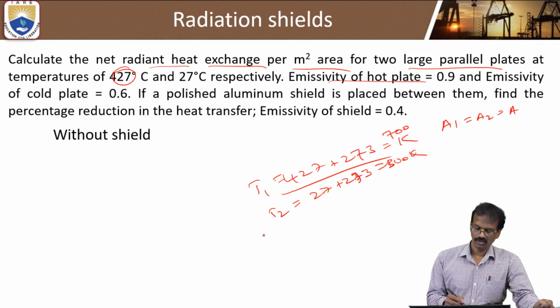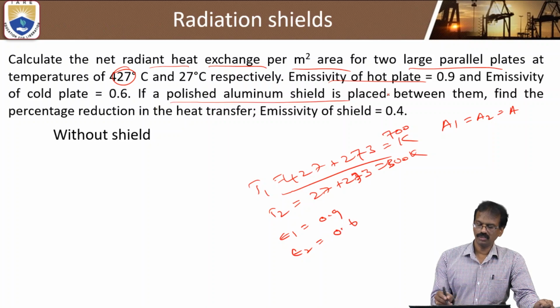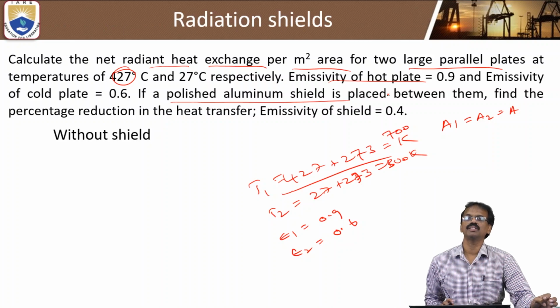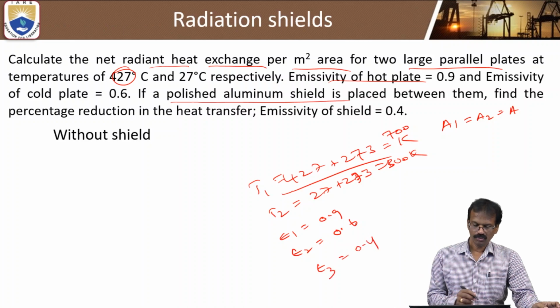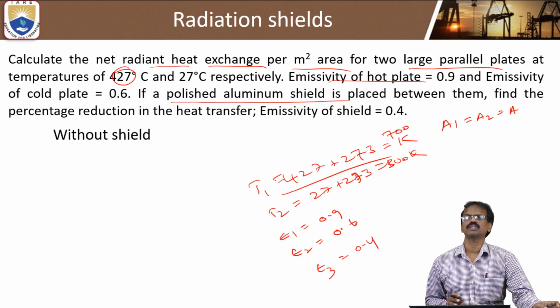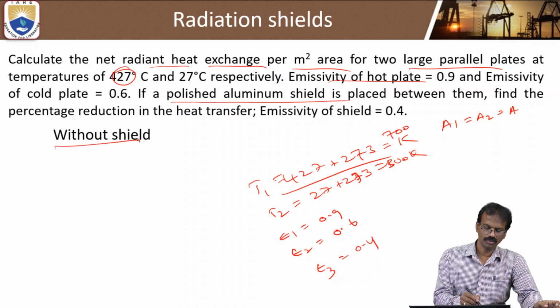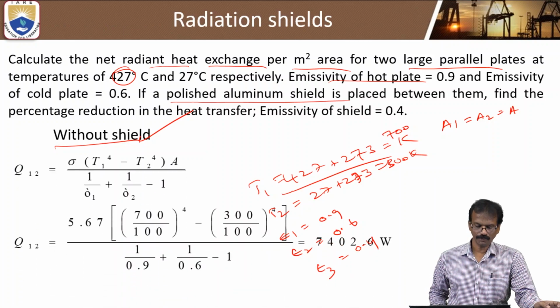The emissivity of the hot body is also given: epsilon 1 is equal to 0.9. The emissivity of the cold body, epsilon 2, is equal to 0.6. Here also, if a polished aluminum shield is placed between them, find the percentage reduction. Similar numerical. Epsilon 3 is also given, 0.4. First of all, we have to find the rate of heat transfer between the two plates without shield, Q12. Next, the rate of heat transfer between the two plates with shield. First we will see the without shield condition. You know that formula.